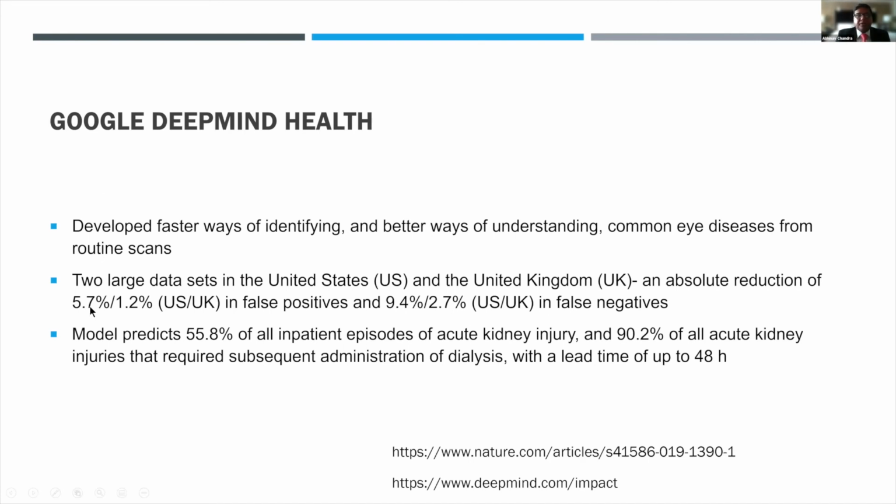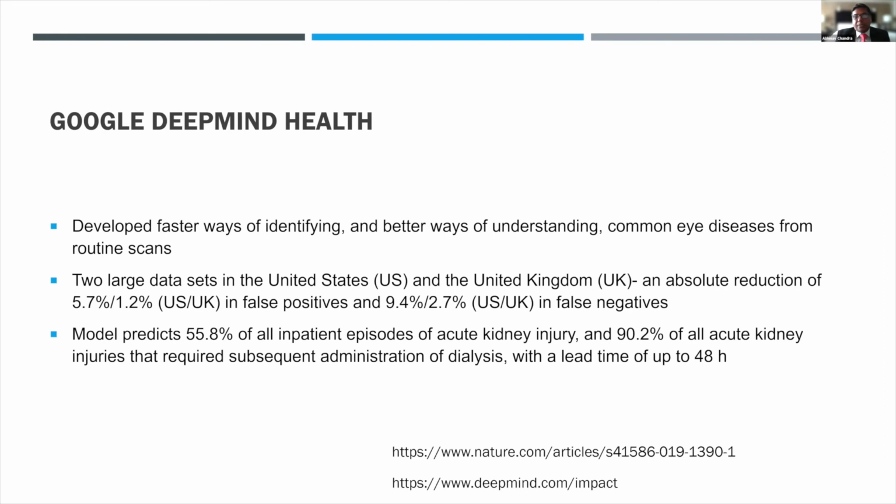Also, the DeepMind model helps in predicting about 55 or 56% of all inpatient episodes of acute kidney injury, and about 90% of all kidney injuries that lead to subsequent administration of dialysis. And that's with a lead time of 2 days. So it is still actionable, where you could do things ahead of time to prevent damage or deterioration of kidney function.